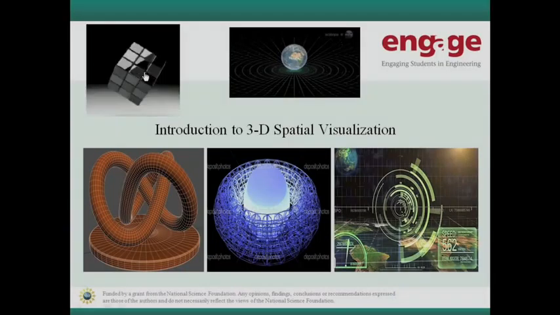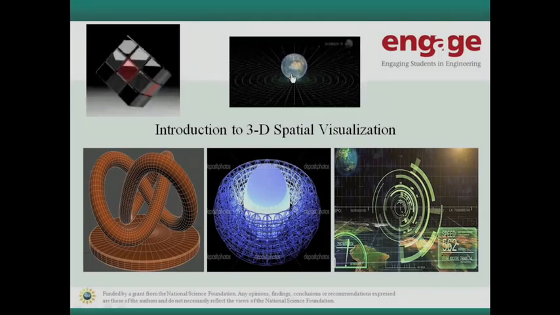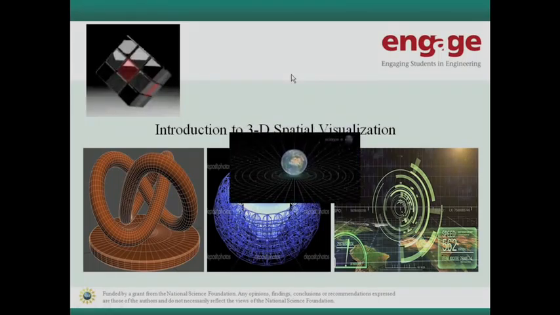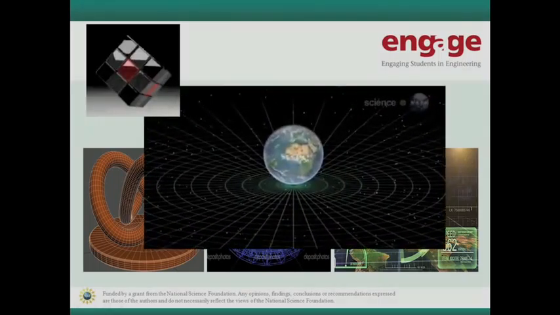So here's an example of a picture of Einstein's theory of curved space-time. It suggests that all planets, large bodies, bend space-time, as you'll see over here.